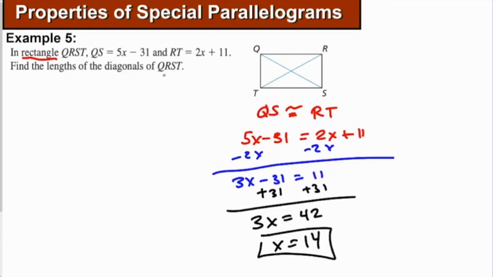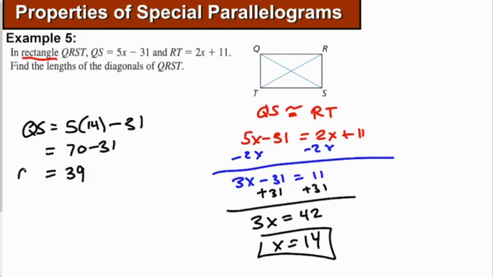It says find the lengths of the diagonals. So we want to plug 14 back in. We can say that QS is equal to 5 times 14 minus 31. That gives us 70 minus 31, which is 39. And if you plug that in for RT, you should get the same answer. 2 times 14 gives us 28. 28 plus 11 is 39.